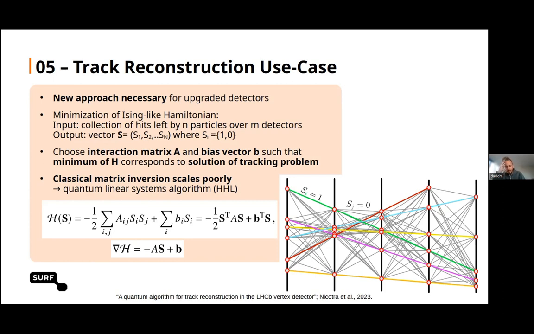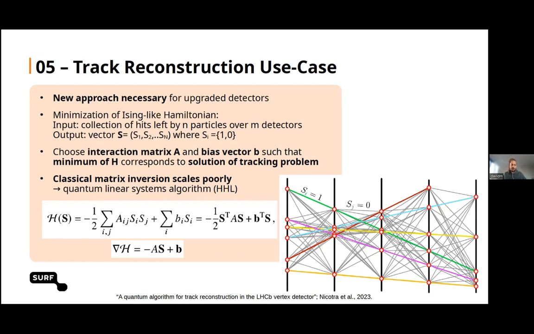The output that we want to have is a vector S that for each of these combinations of dots, so these doublets they call them, is either one if the doublet was part of a track, or zero if the doublet is not part of the track. So the difference in this picture would be the colored ones that are part of the tracks, that would be one, and the gray ones would be zero. They're not part of any track.